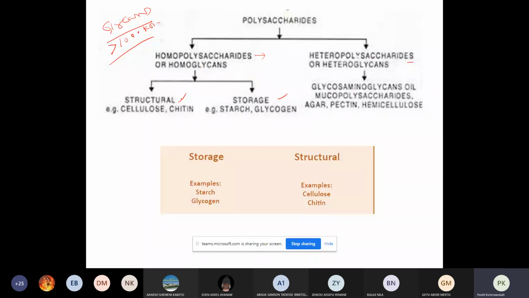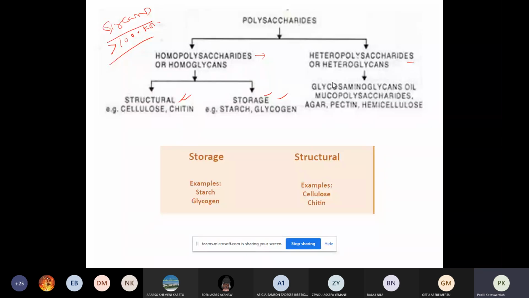Homopolysaccharides mainly have either a structural function or a storage function, whereas the heteropolysaccharides mainly provide extracellular support. They are also present in the extracellular space in animal tissues, and they hold the cells together and also provide protection and shape to the cells and tissues.